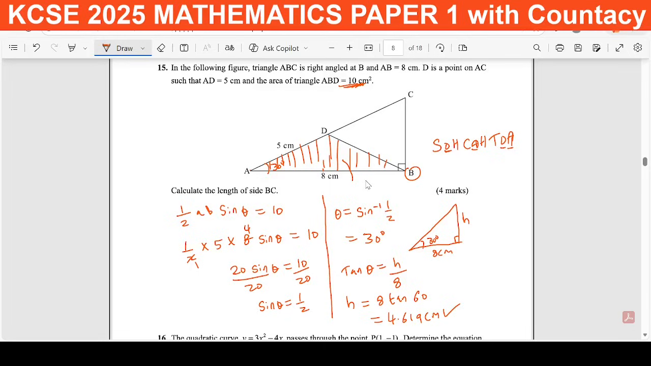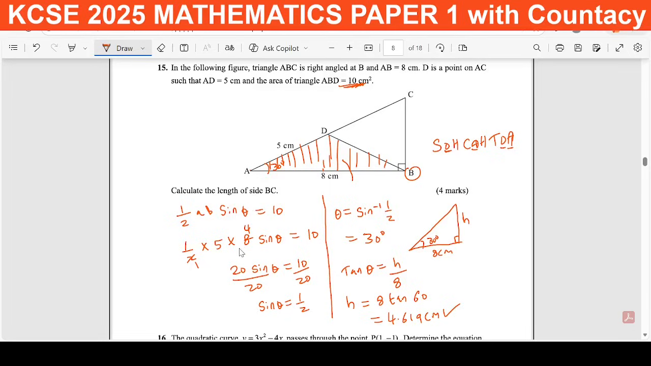But now, since we've been able to use the information that we have to get this angle that is right there, it becomes much easier to find the length of side BC. And that is such a great and wonderful approach to go about that. And that is the required solution for that.